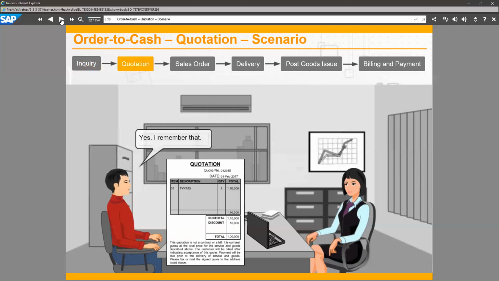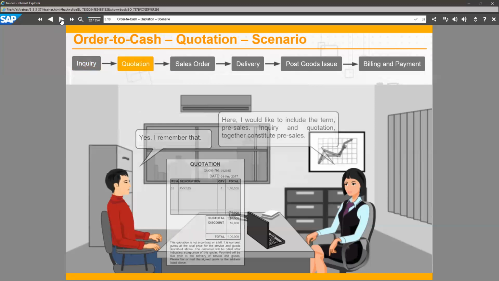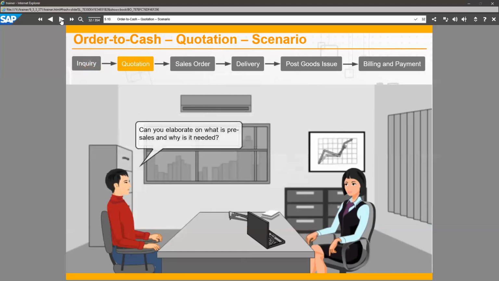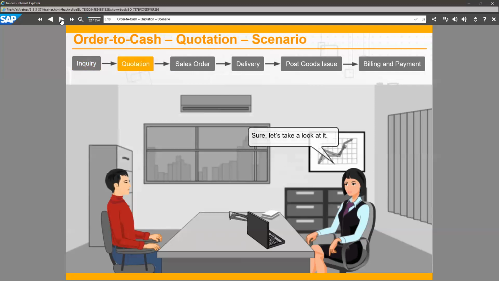Yes. I remember that. Here, I would like to include the term, pre-sales. Inquiry and quotation together constitute pre-sales. Can you elaborate on what is pre-sales and why is it needed? Sure, let's take a look at it.